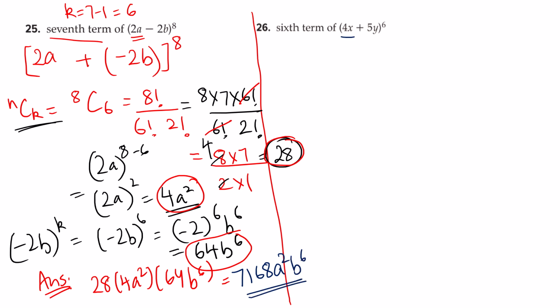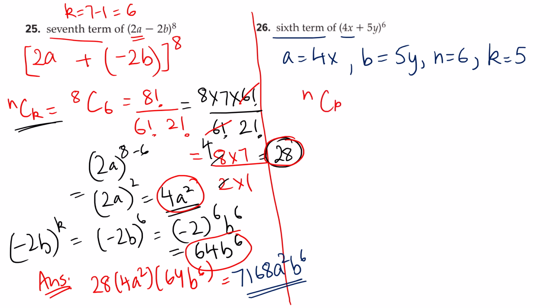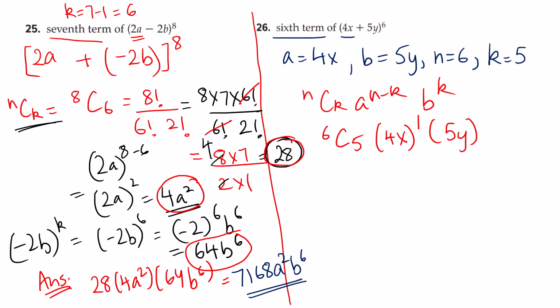One last question. a here is 4x, the first term. b here is 5y, the second term. Power is 6, and k will be 1 less than the 6th term, so 6 minus 1, 5. Okay, so I'm directly putting the values now because we've practiced a lot of questions. So let's just multiply directly. So nCk means 6C5, first term to the power n minus k means 6 minus 5, 1. Second term to the power k means 5. So this is going to be 6 factorial over 5 factorial, 1 factorial.